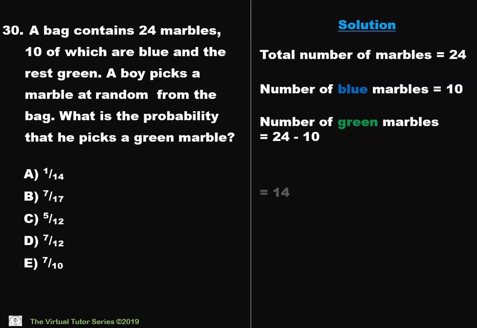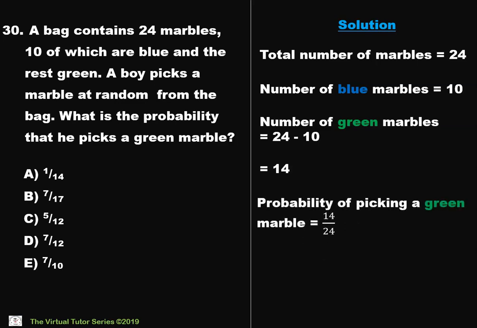The probability of picking a green marble is expressed as the number of green marbles over the total number of marbles. That is 14 over 24. 2 into 14 is 7 and 2 into 24 is 12. Hence, the probability of picking a green marble is 7 over 12. And the correct answer is option D.